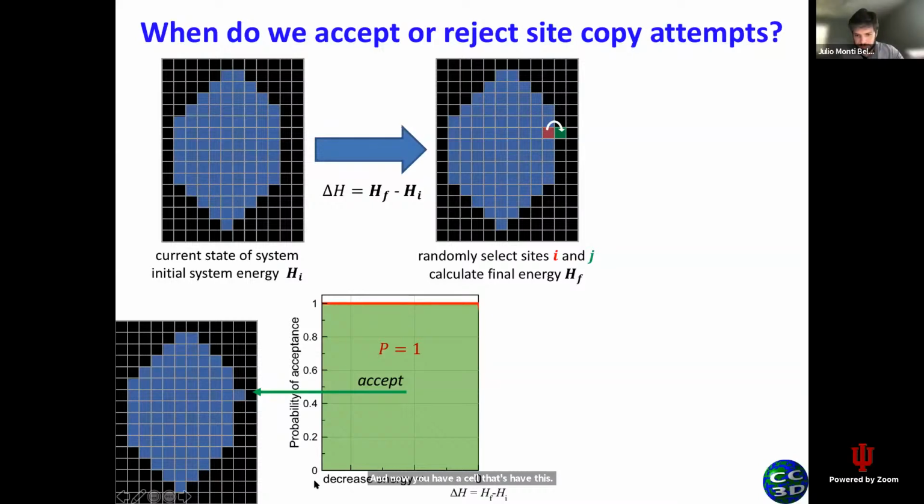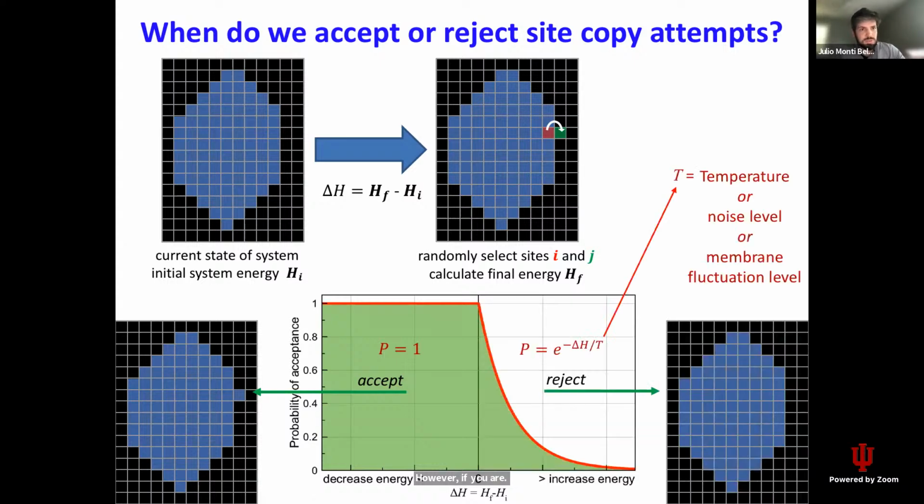However, if this pixel copy actually moves your cell away from its starting behavior, then that's usually reflected by a positive change in energy from the pixel flip. And now you may or may not accept this pixel copy, and that will depend exactly on how far away you're moving the cell from its target behavior or property, or how big this energy increase is going to be if you do that pixel copy, right?